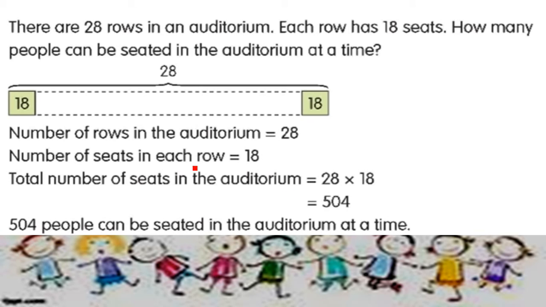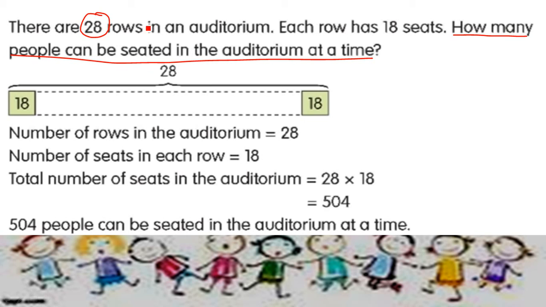Let us take another example. There are 28 rows in an auditorium. Each row has 18 seats. How many people can be seated in the auditorium at a time? So what do we need to find out? We need to find out how many. So the sentence starting with how many is the question. And these are the information.